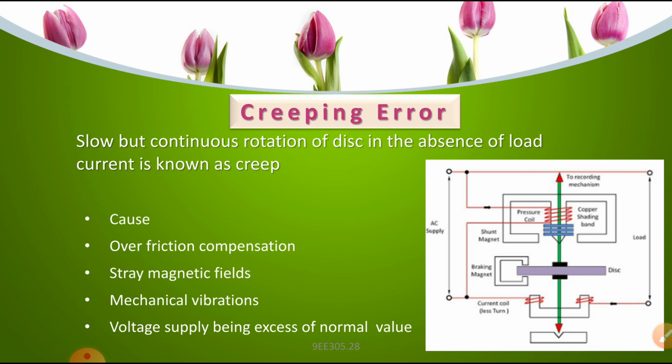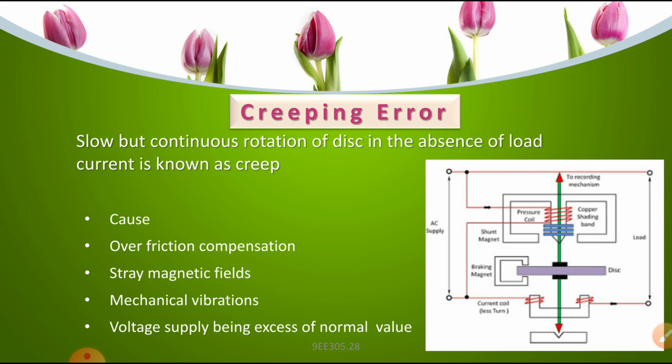If our main is switched off but our meter disc is rotating, what are the reasons? One may be the over friction compensation, another is stray field effects, another is mechanical vibrations, and another is the voltage supply being in excess of the normal voltage. These are the reasons why our disc will rotate.